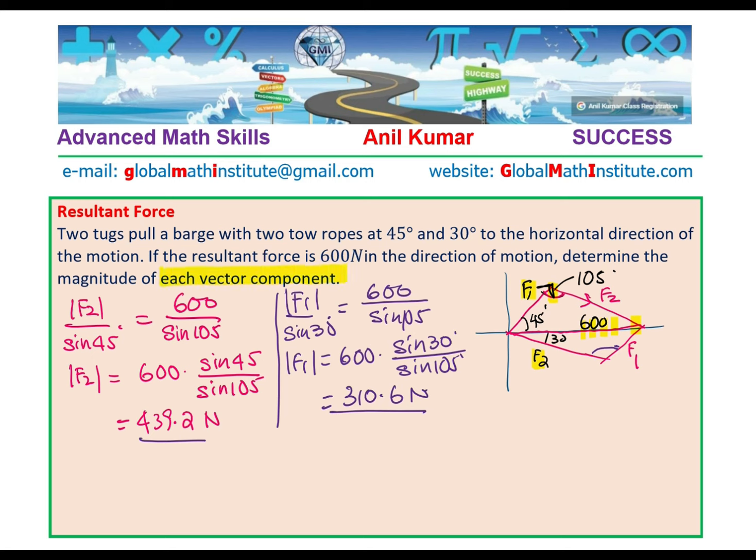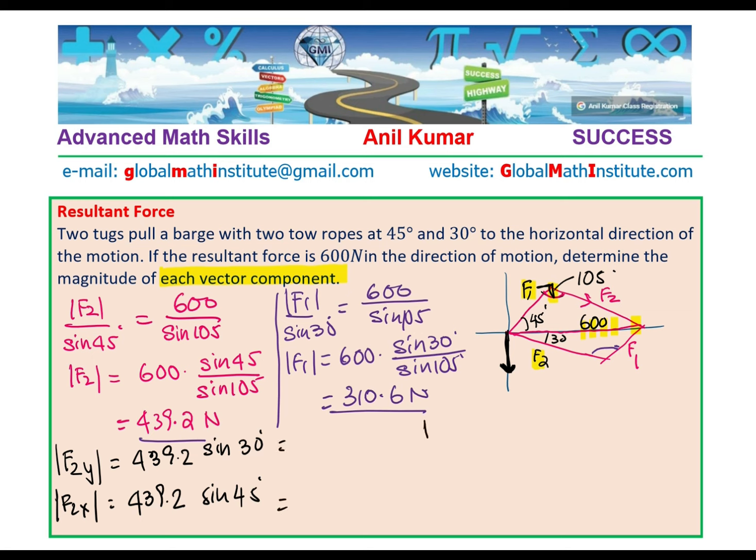Since we need to actually find each vector component, so let us find the components also from this, right? So F2y component, we are looking into F2y means this one, correct? Which is equal to 439.2, and vertical component is sine of angle 30 degrees, correct? F2x is 439.2 and sine of 45 degrees upwards. Correct? You can calculate these values as we did earlier. Similarly, find F1y, which is this component. Same as F2y, you will realize. So it is 310.6 sine of 45 degrees, and F1x is equal to 310.6 sine of 30 degrees, correct?